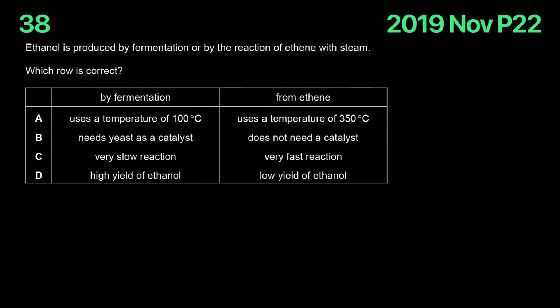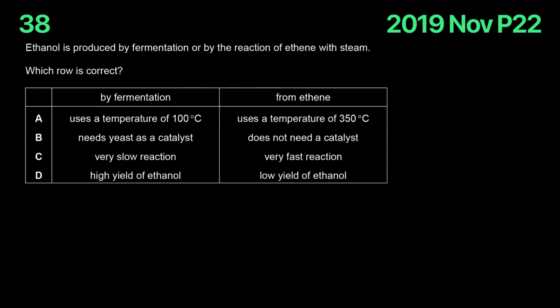Let's try this. Ethanol is produced by fermentation. Reaction of ethene with steam. Which row correctly... Sorry. Go away. Okay. Ethanol is produced, sorry, again, I'm distracted. With ethene with steam, which row is correct? By fermentation? What do you guys think?